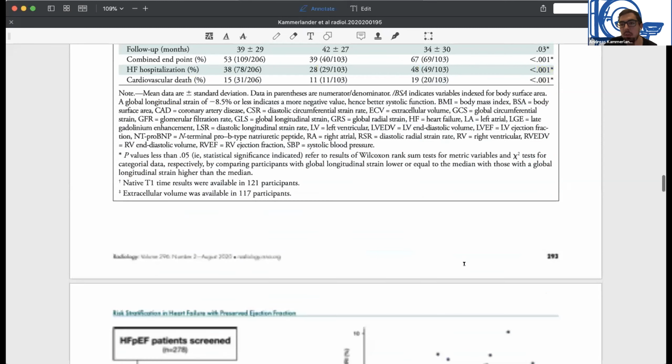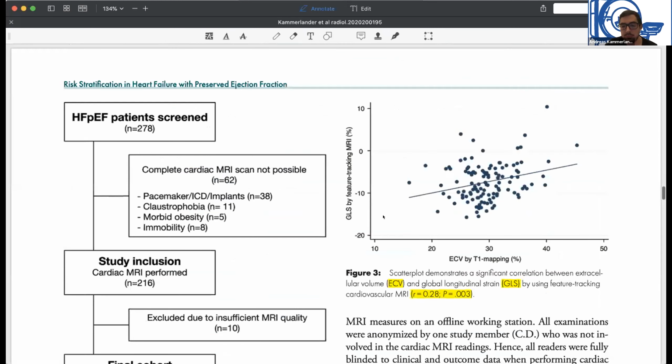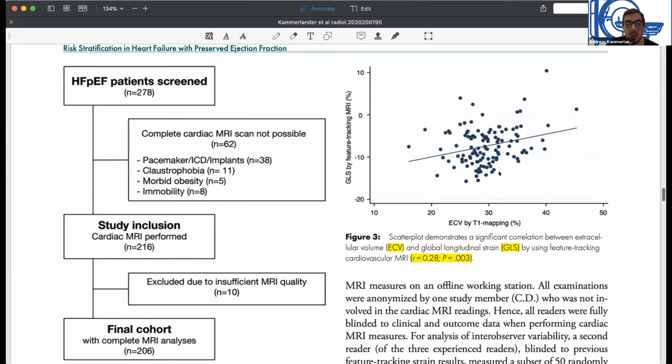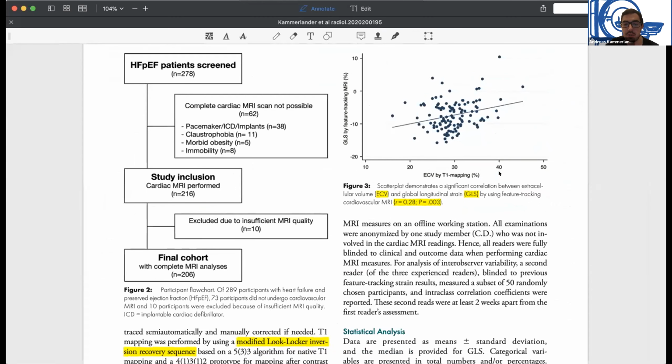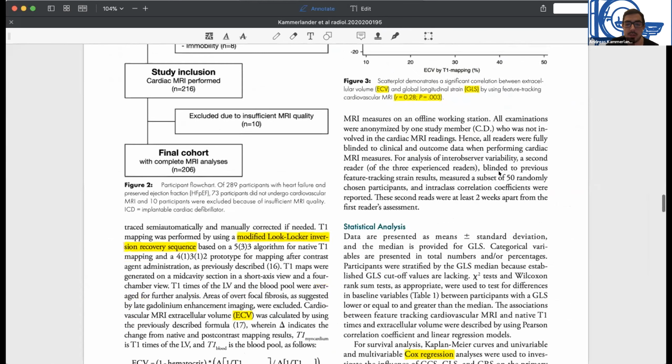Here we see the correlation between ECV, extracellular volume, on T1 mapping, and the global longitudinal strain on CMR. And you see it's significant, but it's a very low correlation between these two parameters. This was the first aim we wanted to answer. So there is an association, but we are not measuring the same thing by these methods, obviously.